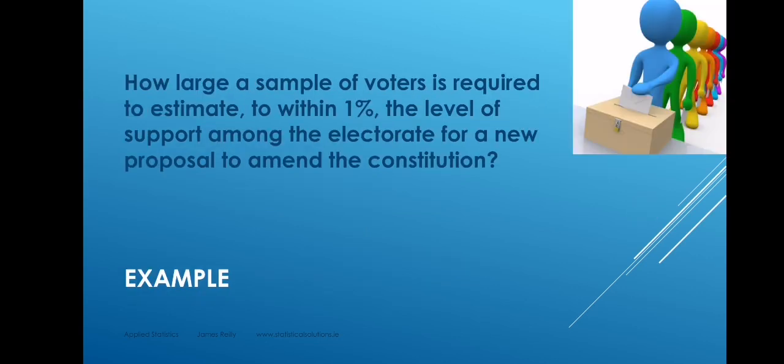So here's an example. How large a sample of voters is required to estimate to within 1% the level of support among the electorate for a new proposal to amend the Constitution. This is a new proposal. It's never been around before, so we don't know what the level of support is. So we'll just have to assume that P is 0.5. It's the most conservative planning value that we can use. Our margin of error is 1%, 0.01.